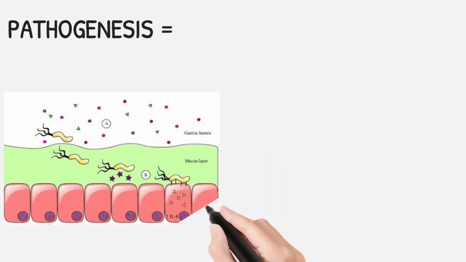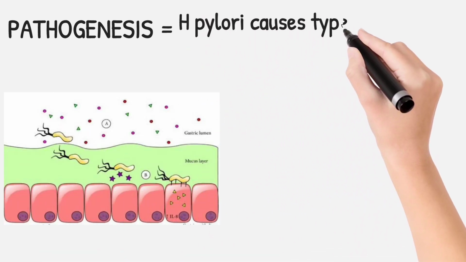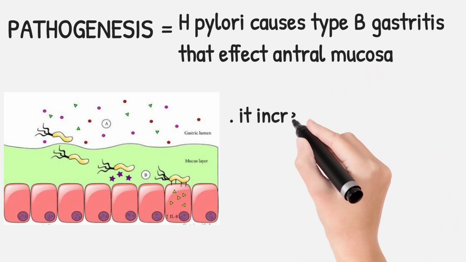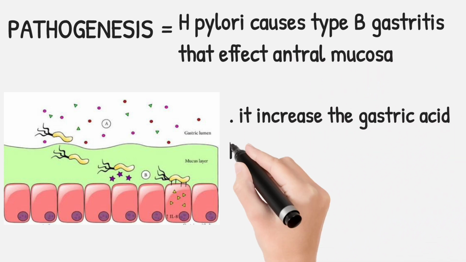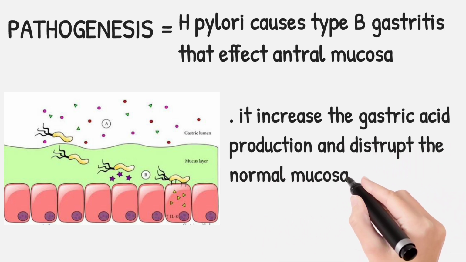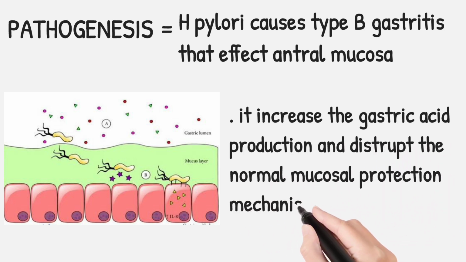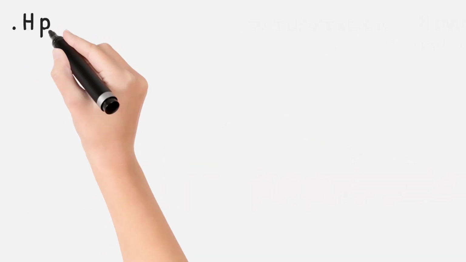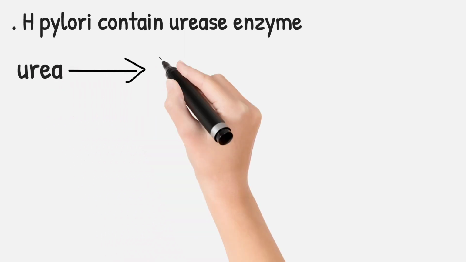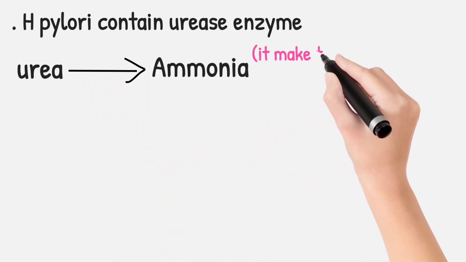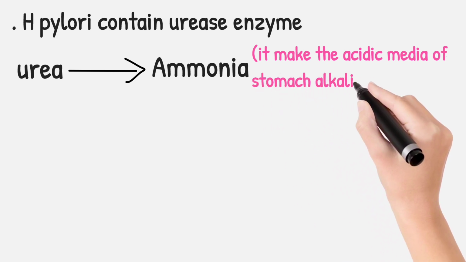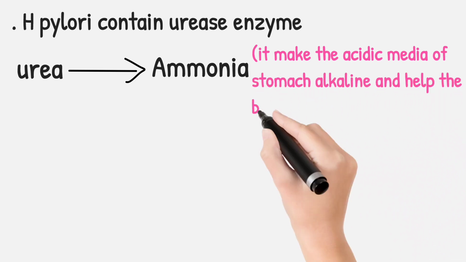Pathogenesis. H. pylori causes type B gastritis that mainly affects the gastric antral mucosa. It increases gastric acid production and disrupts the normal mucosal protection mechanism. H. pylori contains urease enzyme which converts urea to ammonia. This ammonia converts the acidic medium of the stomach to alkaline and helps the bacteria to survive.